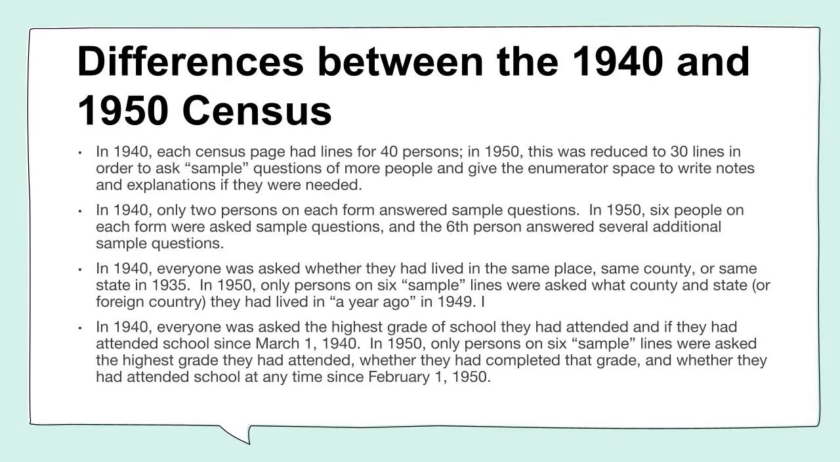In 1940, everyone was asked whether they had lived in the same place, same county, or same state in 1935. In 1950, only the persons on the 6 sample lines were asked what county and state or foreign country they lived in a year ago. That means 1949. In 1940, everyone was asked the highest grade of school they had attended, and if they had attended school since March of 1940. In 1950, only persons on the 6 sample lines were asked about the highest grade they attended and whether they had completed that grade, and whether they had attended school at any time since February 1st of 1950.